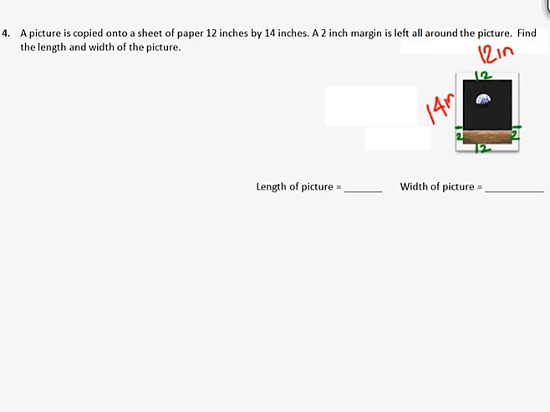So that's 2, not a 12. So that means if the entire distance is 12, that piece is 2, and that piece is 2, then we're trying to find the amount that's left over in between. So to do that, you're starting at 12, and you're taking away 2 for each of the margins. So 12 minus 4 is 8. That's the width, so we can put in 8 inches for the width.